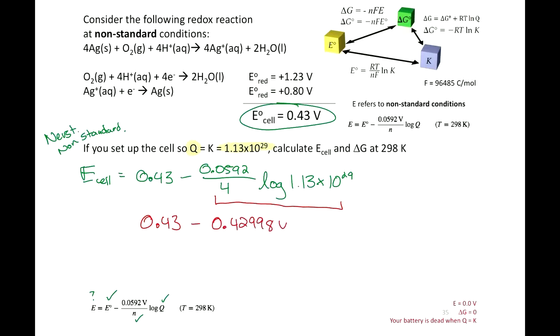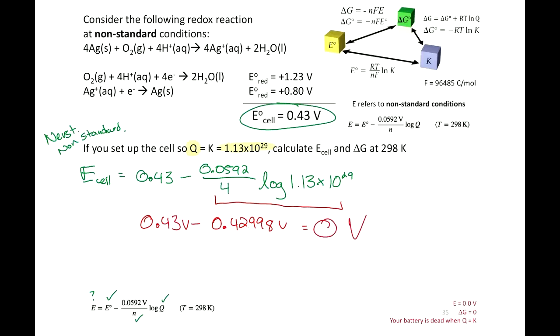0.42998 volts. So if you set this cell up where the concentrations equal equilibrium concentrations, you get a really, really big value. We're subtracting a really big value here. So 0.43 minus essentially, this number is essentially also 0.43. So our measured cell potential is actually 0 volts.